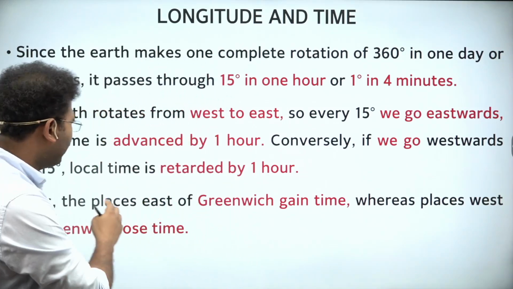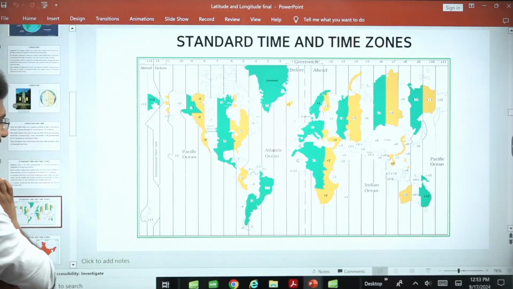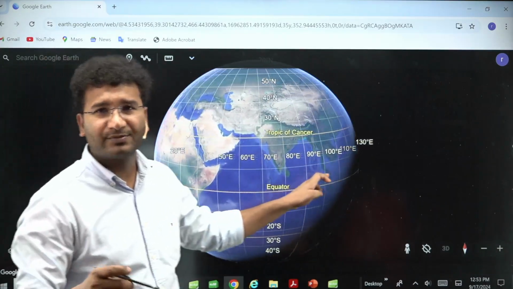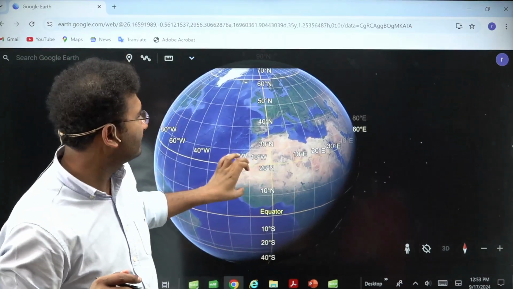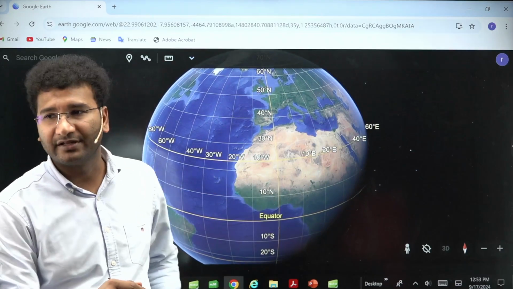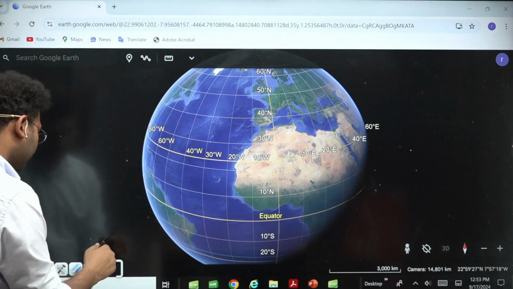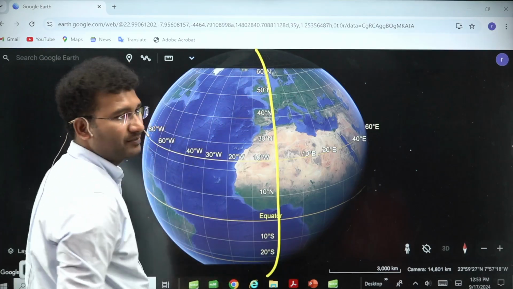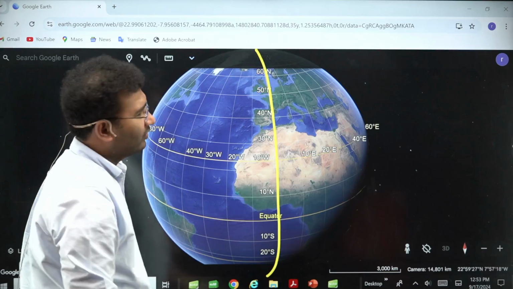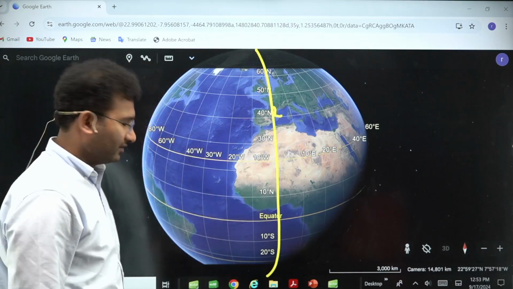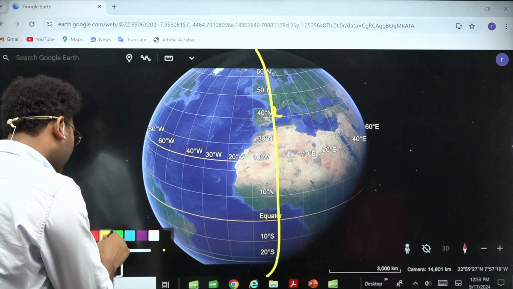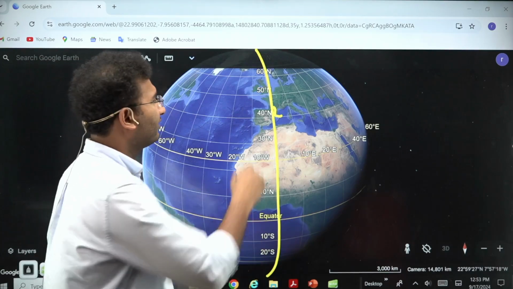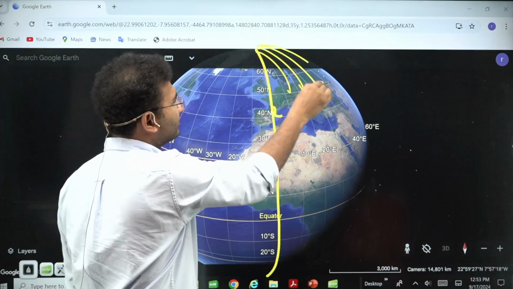I know this is a little complicated, but I'll make it a little easier for you. See, look at this earth. Where is the prime meridian located? If you can see this yellow line, this is called the prime meridian. The prime meridian passes from North Pole to South Pole. This is a semicircle because the earth is bulged. Now this passes through London. They said, let us draw longitudes east of London and west of London, and we'll name them differently. Like that, multiple longitudes are drawn.